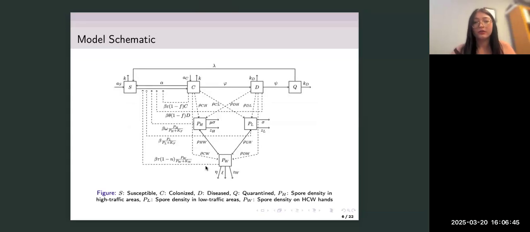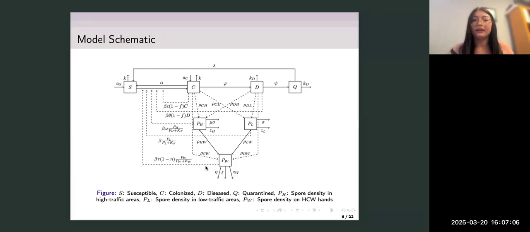Here is our model. At the top, you can see our resident classes. One thing I want to note is that going into S and C, we have our admission rates, which are AS and AC. Going out of each class, we have our discharge rates, K for S and C, and KD for D and Q.